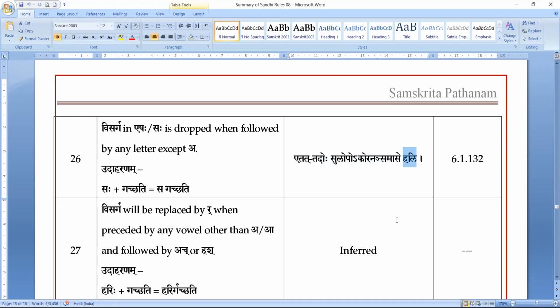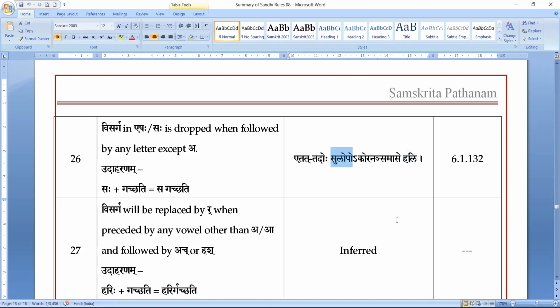Saptami. Meaning what? What does it mean? When followed by, that's the meaning. Hali means Hali Saptami: when followed by a consonant, any consonant, then Su-lopaha will happen.